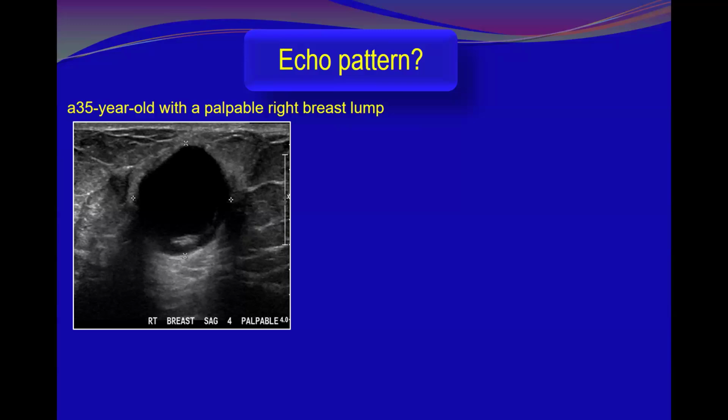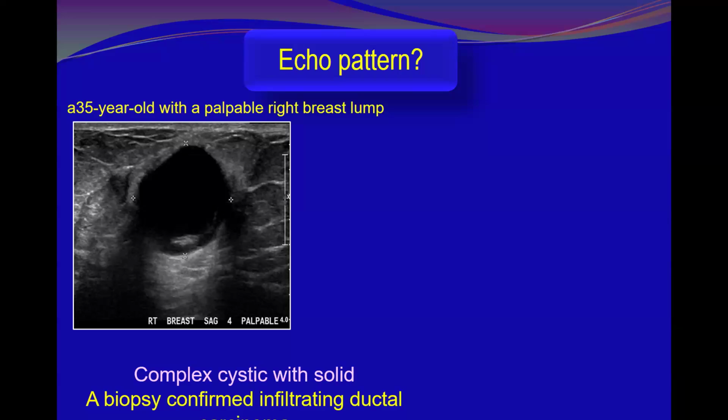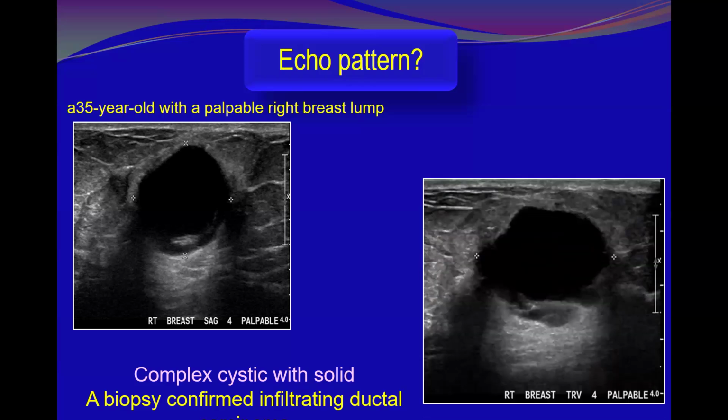Echo pattern. Anechoic. Complex. Excellent. Who said complex? Well done, Suhair. Complex. Amazing. Yes, it is complex. Why? There is a hyperechoic component. Yes, there is a mural nodule. Hyperechoic mural nodule on a background of cyst. So this is complex, and it's confirmed to be ductal carcinoma.